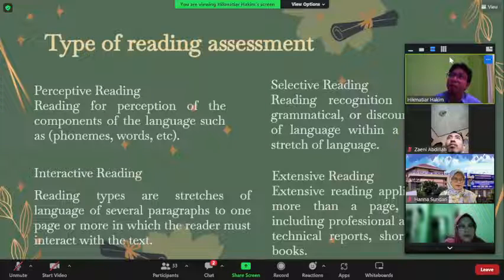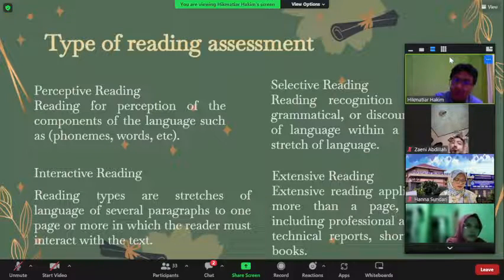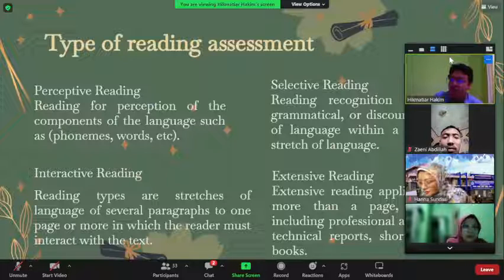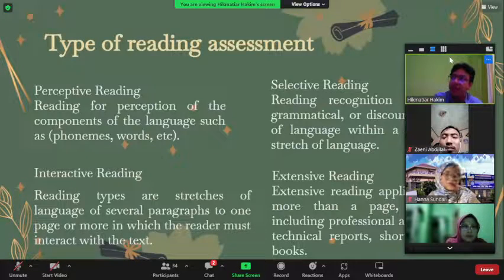according to my understanding from the book, it is usually related to level. Perceptive reading is usually for the beginner level. Selective reading is for the intermediate or medium. Interactive is also intermediate or medium. Extensive reading is usually for the expert level. How did I get this conclusion?